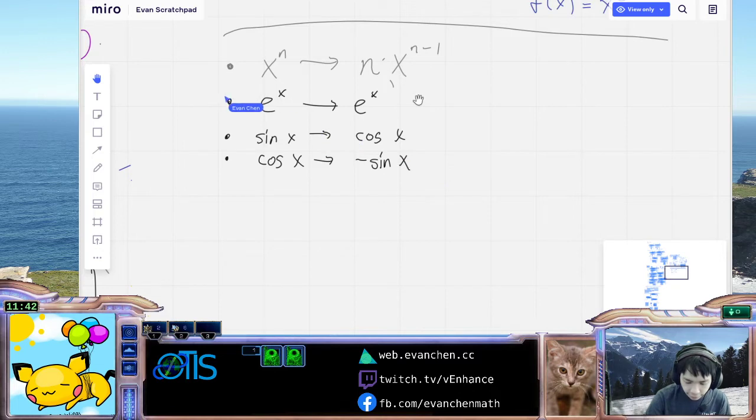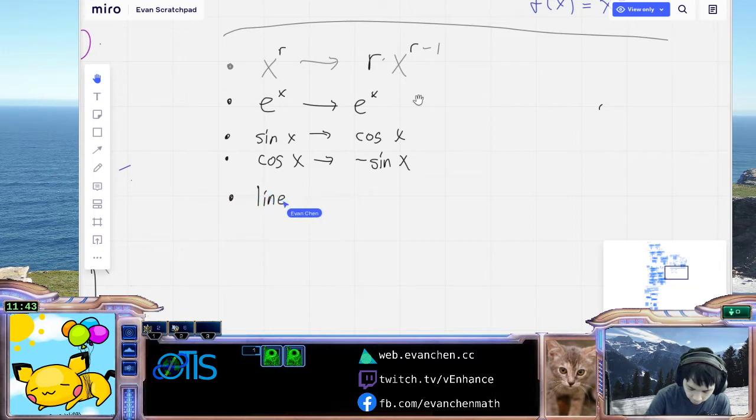Also, this x to the n doesn't work just for integers. It will work for any real number. So if you have square root of x, you could also compute the derivative using this. Okay, so these are the ones that I'm going to take as the base. These are the ones that actually require a bit of work to derive from first principles.